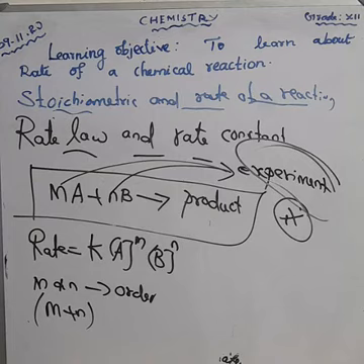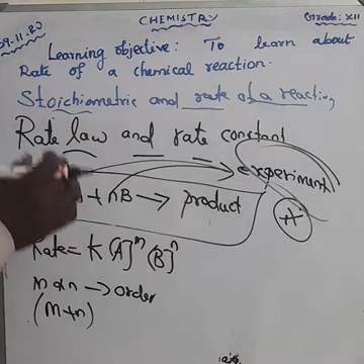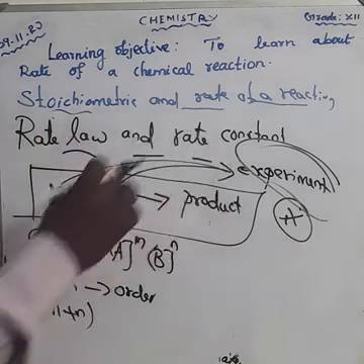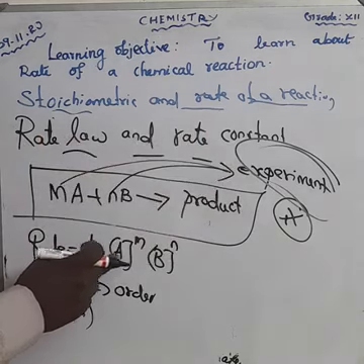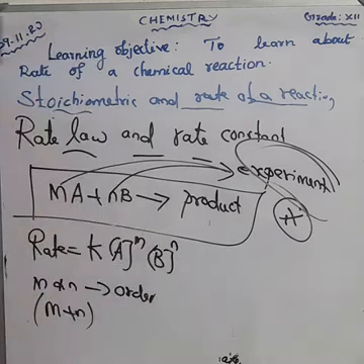Anyhow, what do the rate law and the rate constant mean? The rate of the reaction depends upon the concentration of the reactants. For the considered reaction, mA plus nB gives product, the rate is equal to K into A to the power m and B to the power n. Okay, this is the important question.